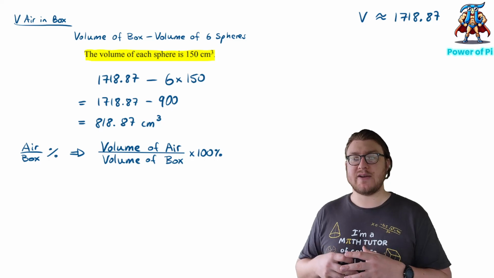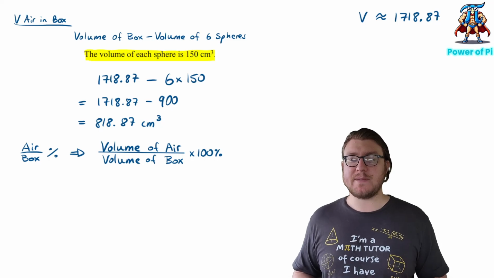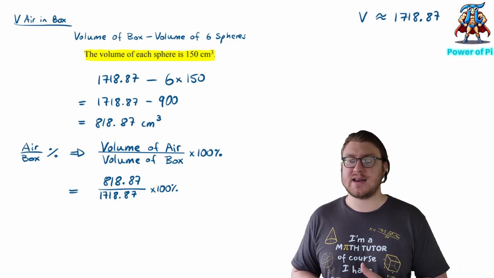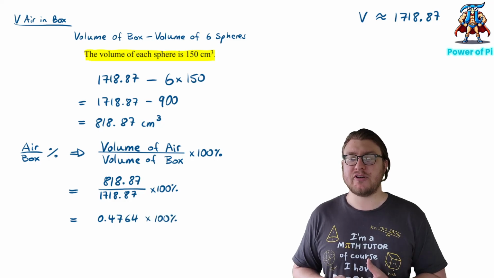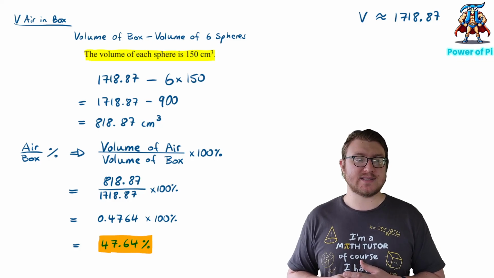Now the last step, we need to calculate the percentage. So we need to have the volume of the air divided by the volume of the box multiplied by 100%. Since we know all those values now, we just substitute them in and put these calculations in the calculator, and we'll find ourselves with the answer of 47.64%.